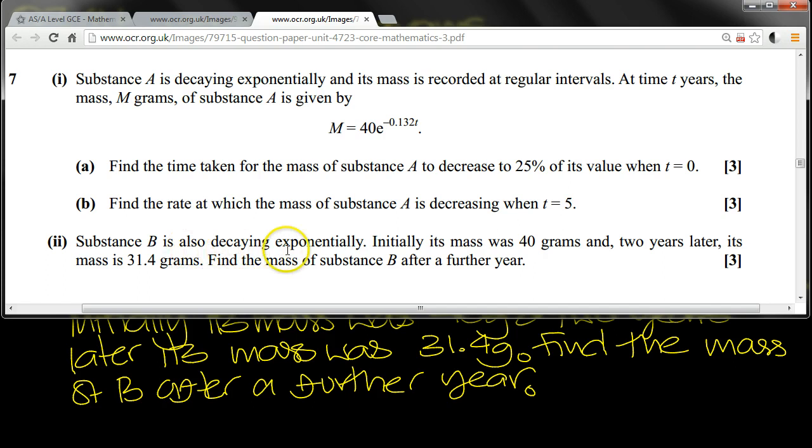Substance B is also decaying exponentially. Initially its mass was 40 grams and 2 years later its mass is 31.4 grams. Find the mass of substance B after a further year.